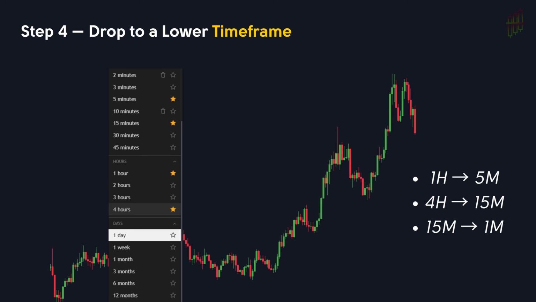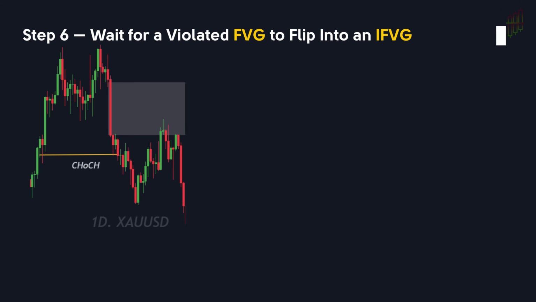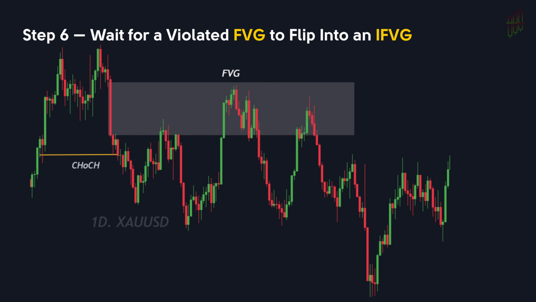This is where you observe how price starts reacting inside the zone: slowing down, rejecting, sweeping liquidity, or forming microstructure shifts that reveal exactly where institutions are entering. This step transforms a basic setup into a precision entry, filtering out weak trades and positioning you with the smart money. Step 6. Wait for a violated fair value gap to flip into an inversion fair value gap.